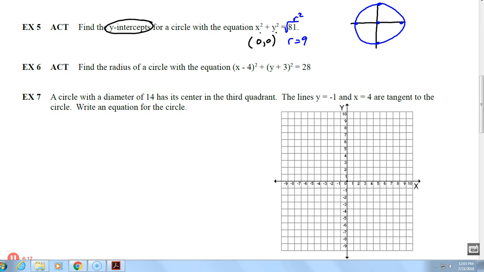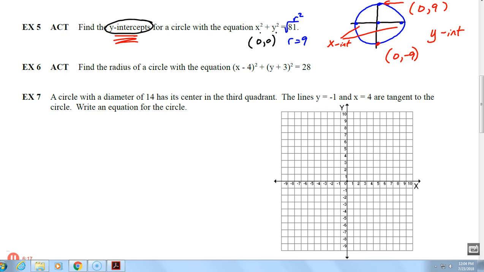Now, my y-intercepts are where I cross the y-axis. So there's a y-intercept right here, which that point is at 0, negative 9. And then my other y-intercept is up there, which is at 0, positive 9. So these two are the y-intercepts. Now, they didn't ask for it, but if they did, these would be the x-intercepts.